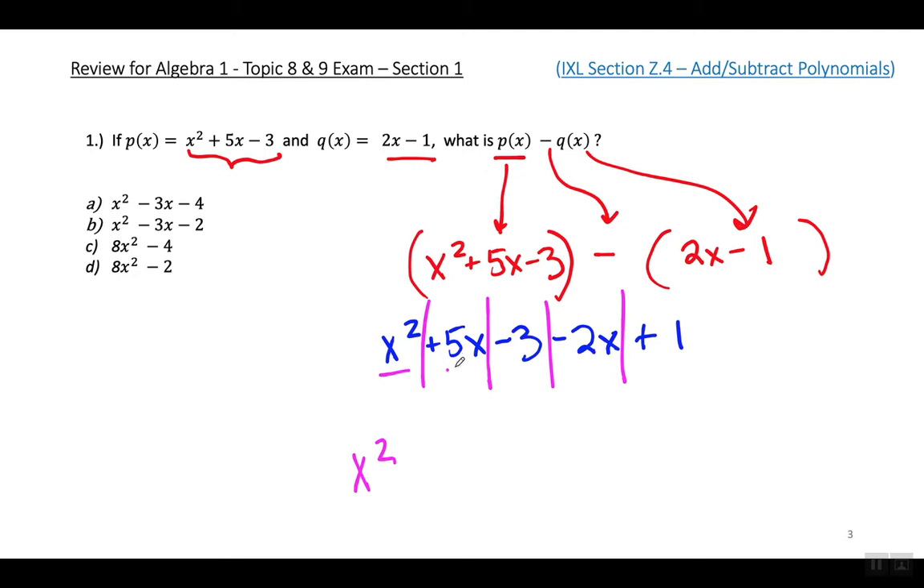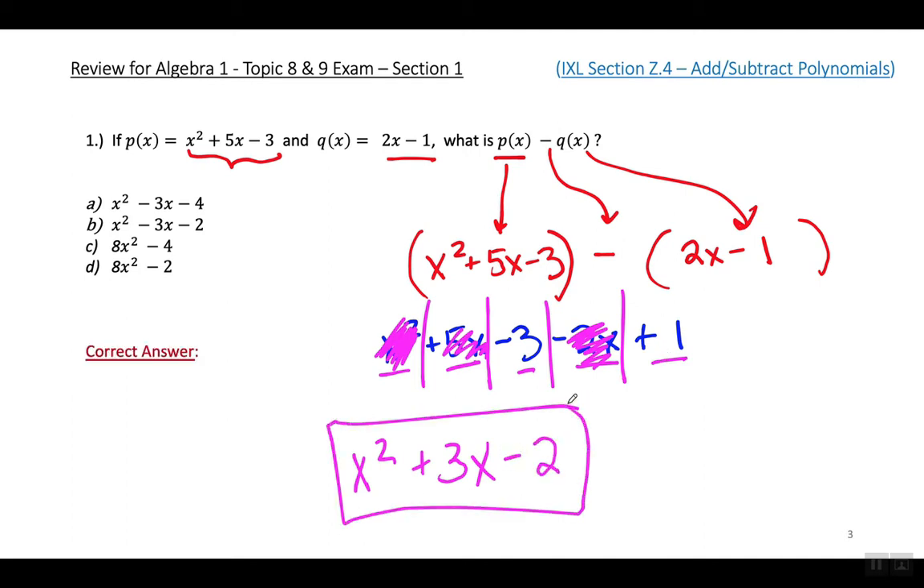5x, I can only combine with, oh, by the way, I got rid of this. Okay, now 5x, I can only combine with another term that has x to the first power in the back, which would be this one. So 5x minus 2x is positive 3x. And I got rid of these two terms. Okay, and the only thing left is to combine this negative 3 plus 1. Negative 3 plus 1 is negative 2. There's my answer, which means the answer is letter B.